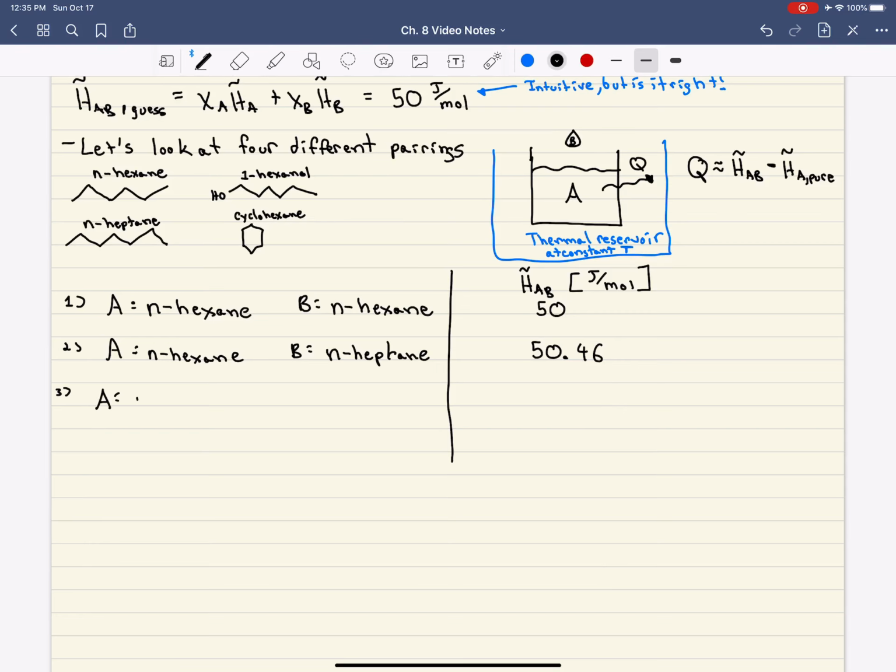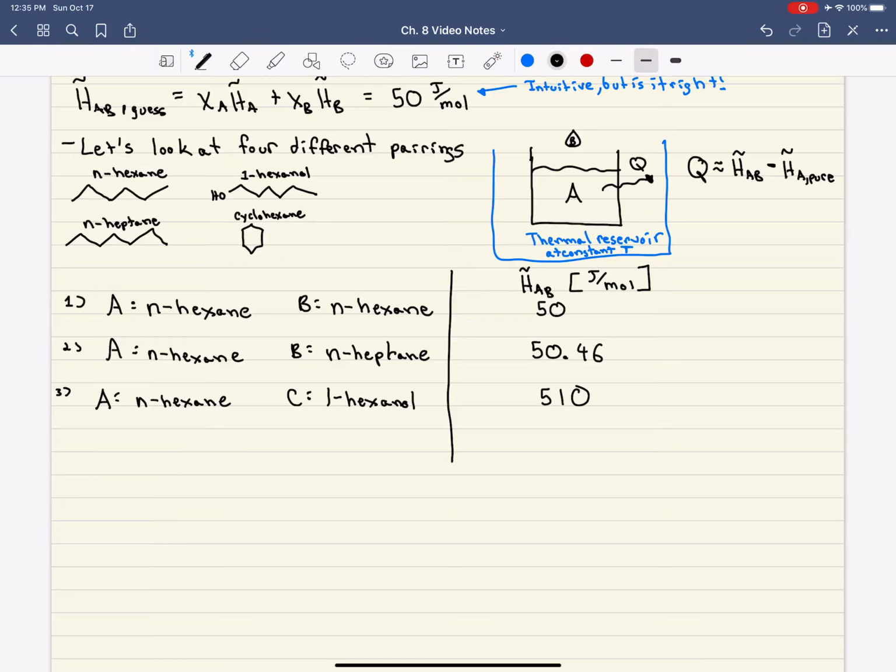Now, if we change the droplets being added to the system to 1-hexanol, however, you would see that a lot of heat would be released from the system as you added the droplets of the hexanol to the hexane. And in the end, your HAB would be about an order of magnitude larger than it was originally.